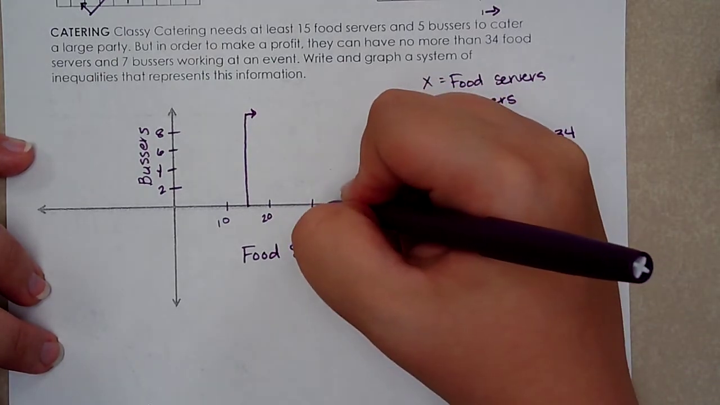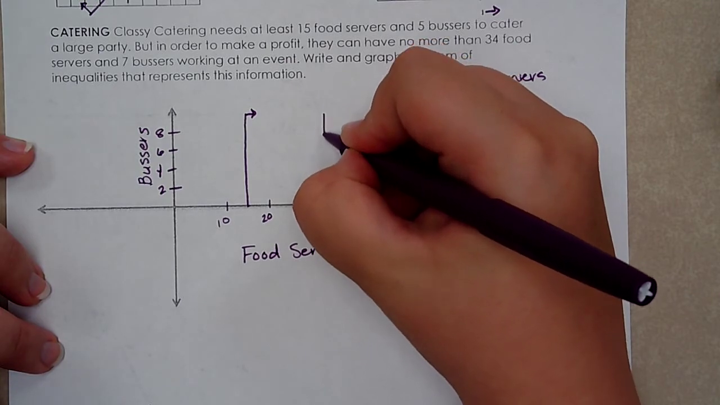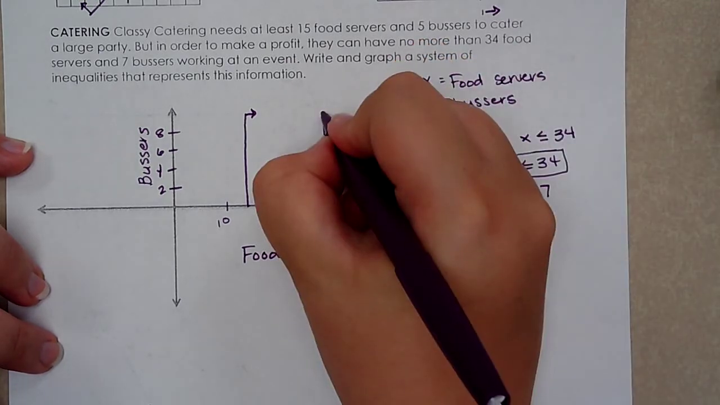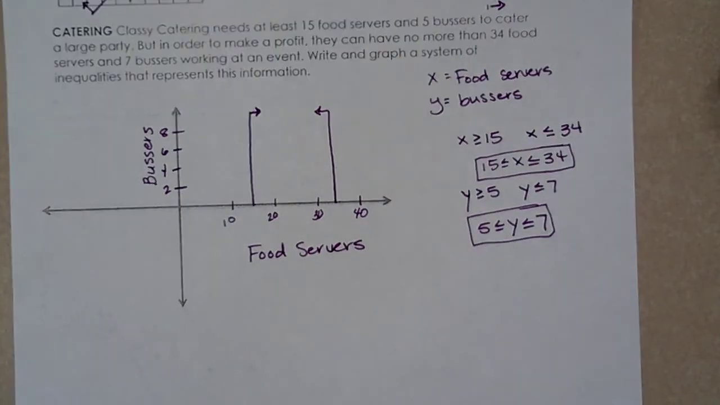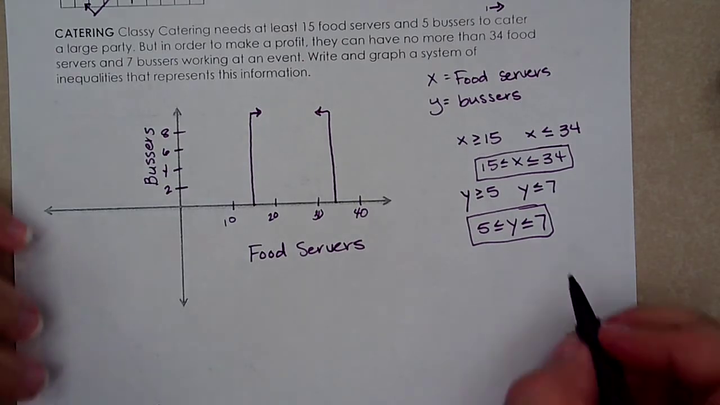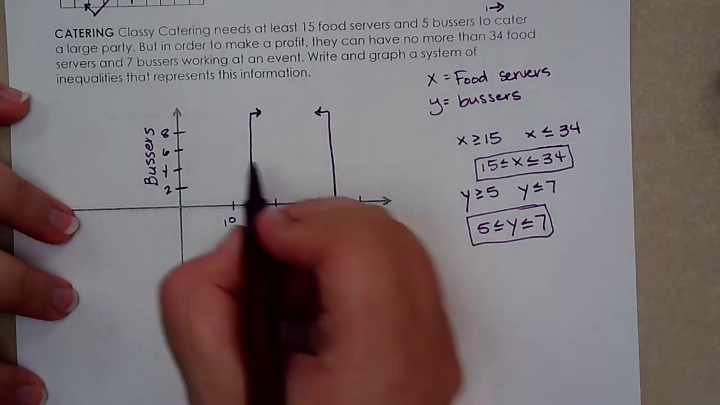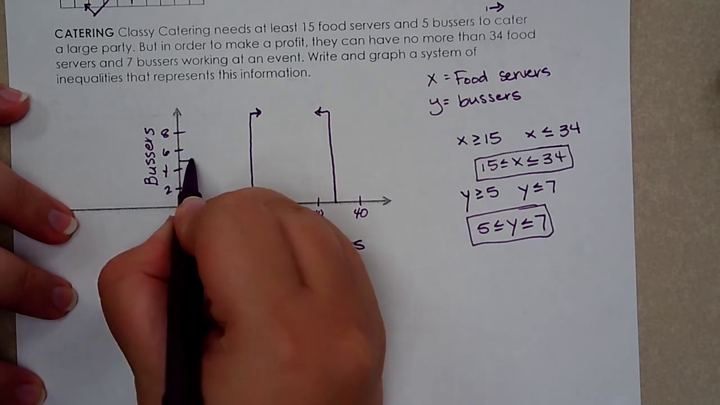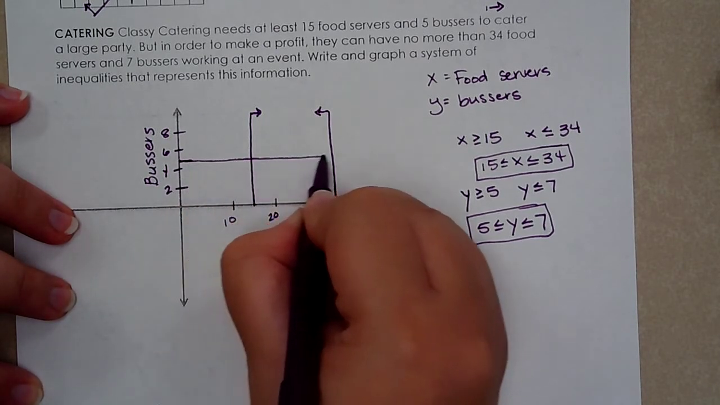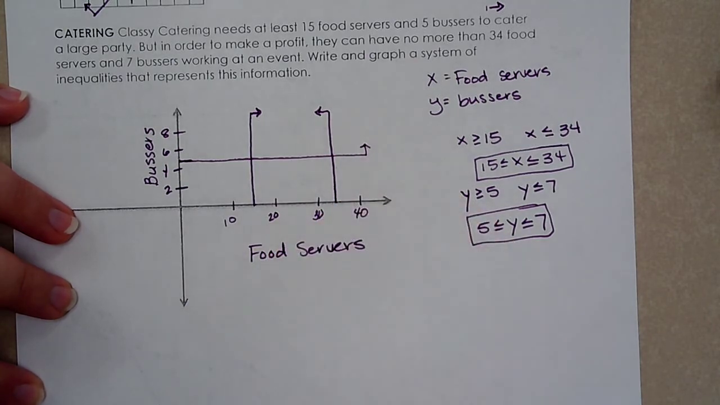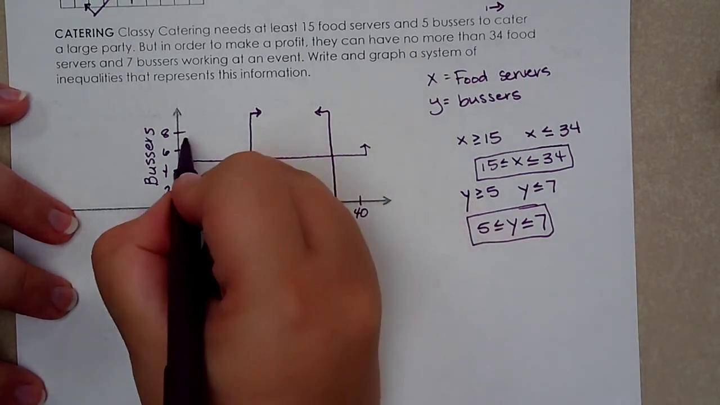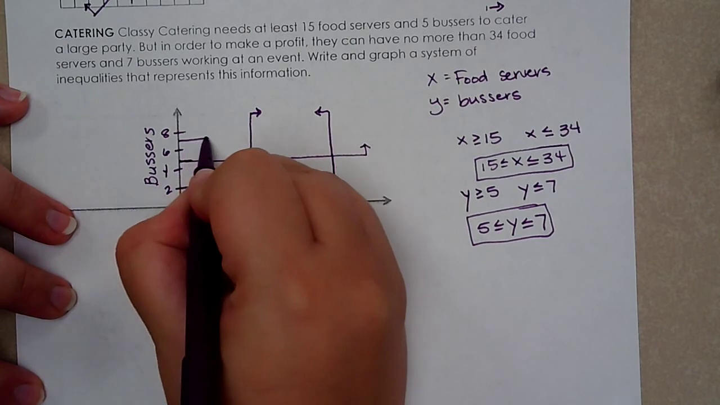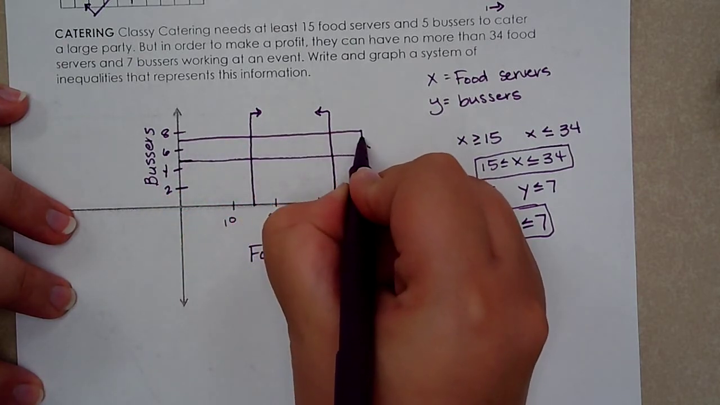Let's go just a little bit to the left. Still a solid line. Has to go less than 34. Next up is bussers. It has to be greater than 5. 5's about right there, still a solid line. Greater than 5, less than 7. Here's my 7. I know it has to be less than that.